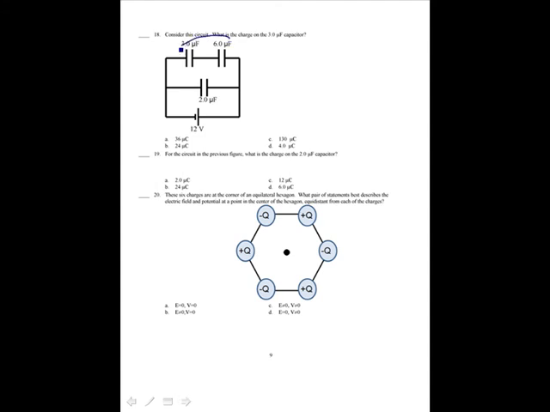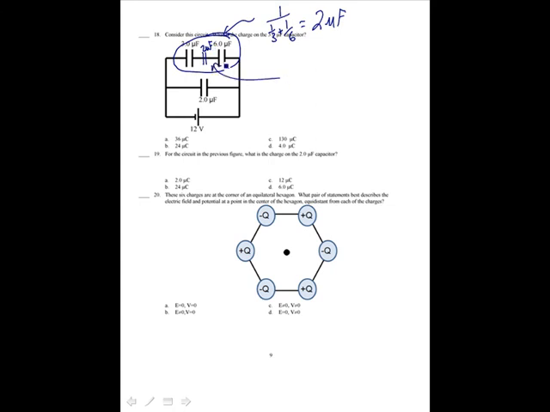Alright, we need to figure out what is the equivalent of these two capacitors. So that's 1 over 3 plus 1 over 6. That is 2 over 6 plus 1 over 6, that's 2 microfarads. So these are the same as a 2 microfarad capacitor, and it has 12 volts across it.